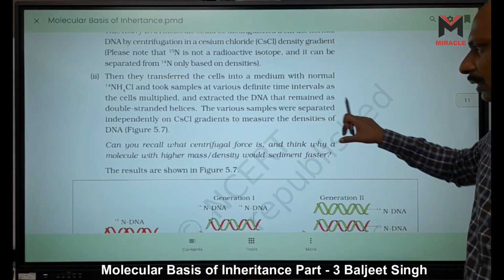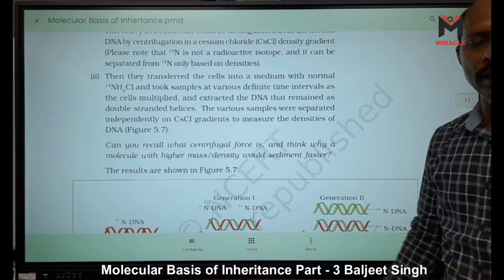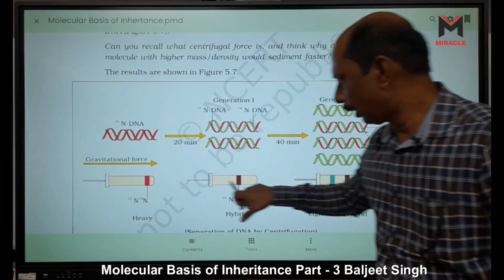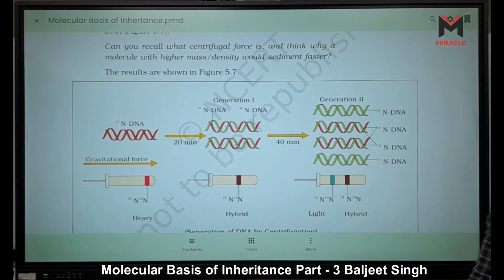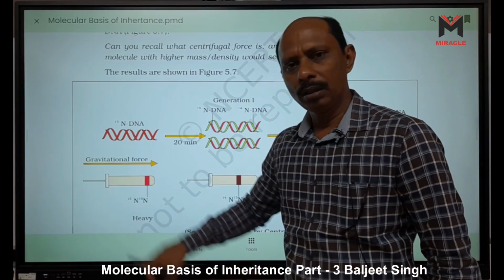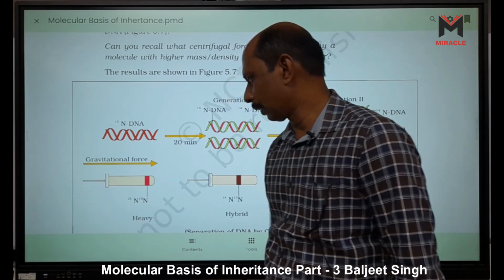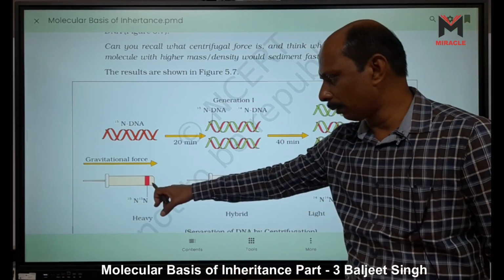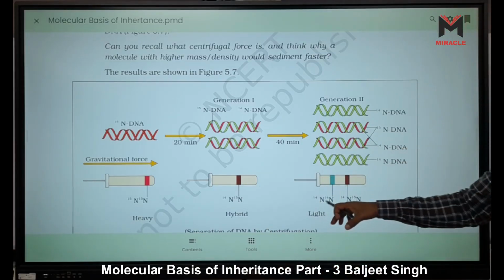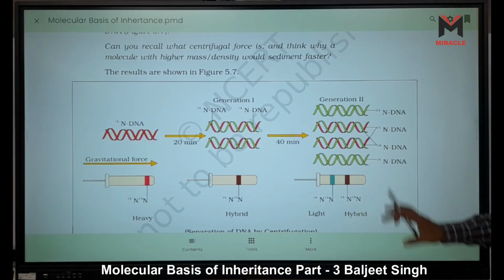The various samples were separated independently on CsCl gradients to measure the densities of the DNA. You can see here the test tube, right? More density means they are located at the base, less density means they come toward the upper region, not bottom. Heavy means toward the bottom, less heavy means it is in the middle, and if it is light, it is in the upper portion.